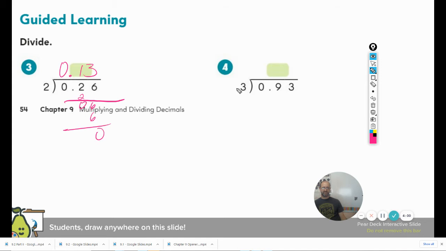0 and 13 hundredths. 3 doesn't go into 0, but 3 goes into 9 3 times, again maintaining your place value for the most part. 3 times 3 is 9. You get a 0. Come down to 3. 3 goes into 3 once. Once again, no remainder. How lucky. It doesn't always work that way in the real world. There you go, 31 hundredths.